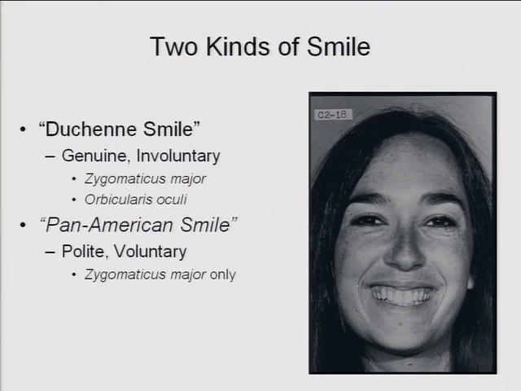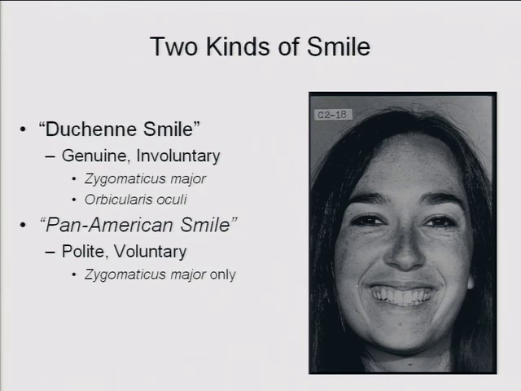It turns out that there are 2 different kinds of smile. There is what's known as the Duchenne smile, named after a French investigator who first described this, which is the kind of smile that people put on when it's a genuine smile. It's an involuntary smile when they're happy. It basically involves only 2 muscles: the zygomaticus major, which produces the smile, and the orbicularis oculi, which raises and opens the eyes a little bit.